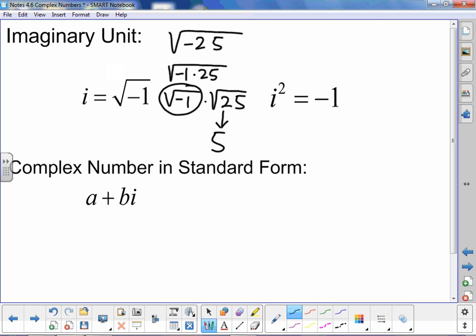So what they said was, instead of having to write this over and over and over again, we're going to go ahead and call the square root of -1 i. So it turns out the square root of -25 is 5i. So that's the way that works.